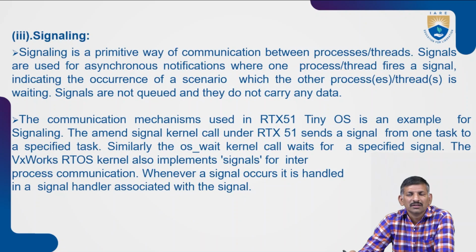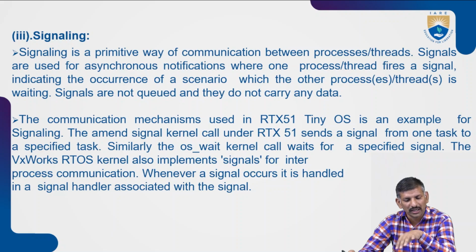Signaling. By using signaling, we can share the information. Example, traffic signals. If the red light is there, that indicates stop the vehicles. Yellow color means be ready to start the vehicle. Green means you can go ahead, like that. Here also, signaling is a primitive way of communication between processes and threads.